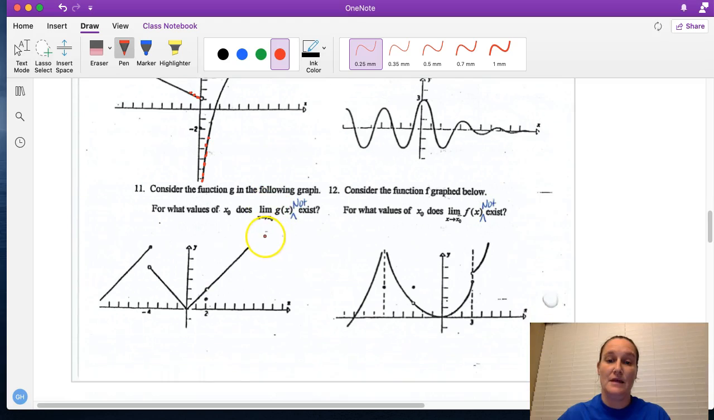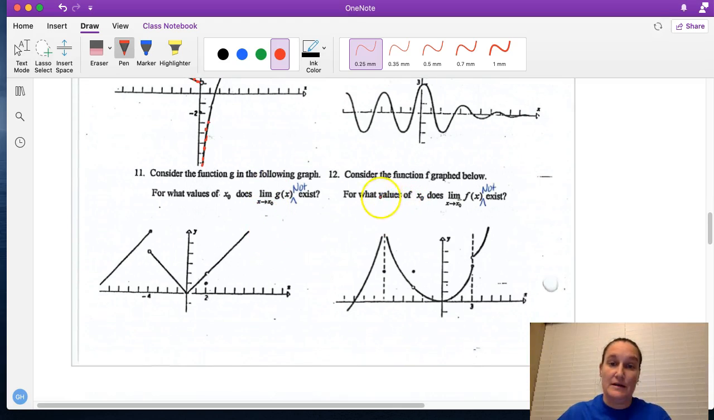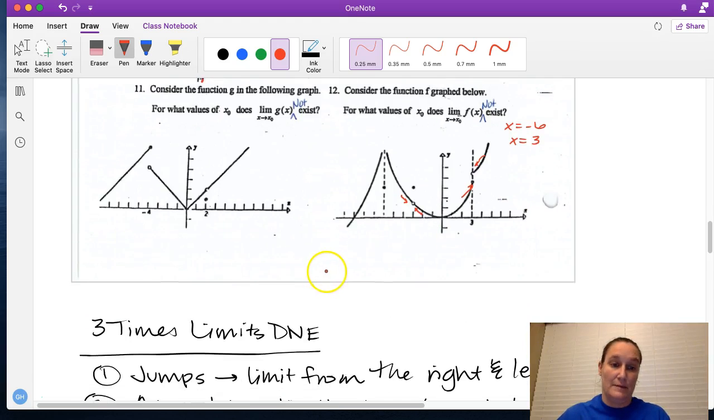Okay, and then let's look at 12. Consider the function f graphed below. For what values of x0 does that limit not exist? All right, it's not going to exist at the asymptote right here. So we're going to say x equals 1, 2, 3, 4, 5, 6, -6. It does exist here because the lines are going to the same place. And it does not exist here because our lines are going to opposite places. So that's going to be x equals 3. All right, so the two sides would be going to opposite values for that.